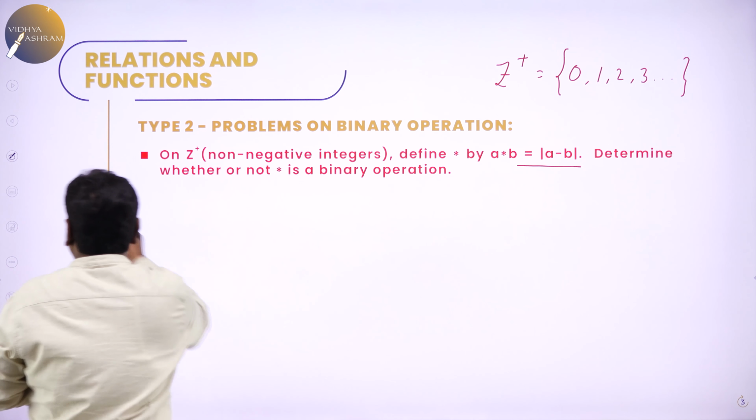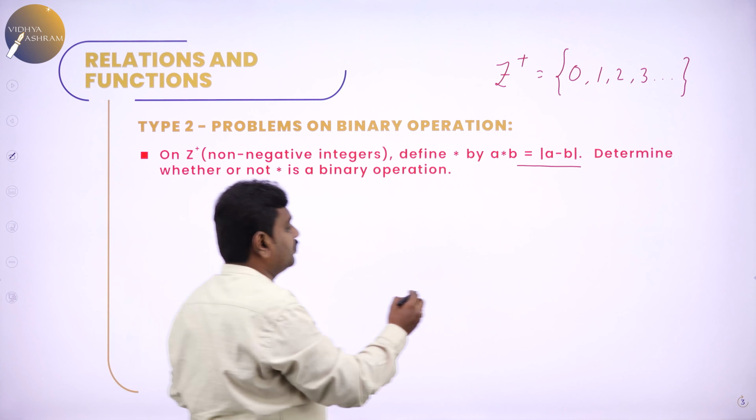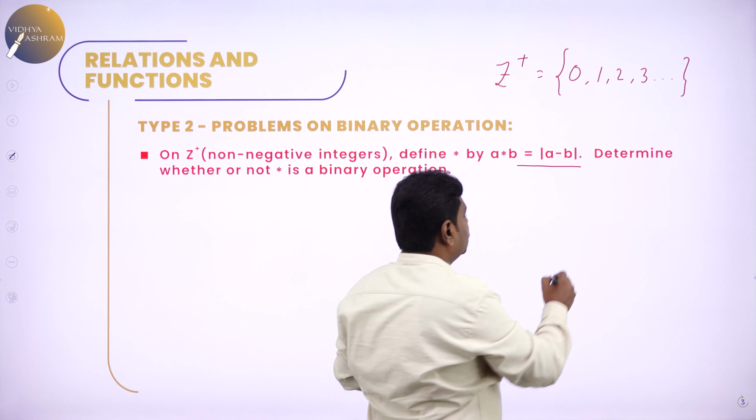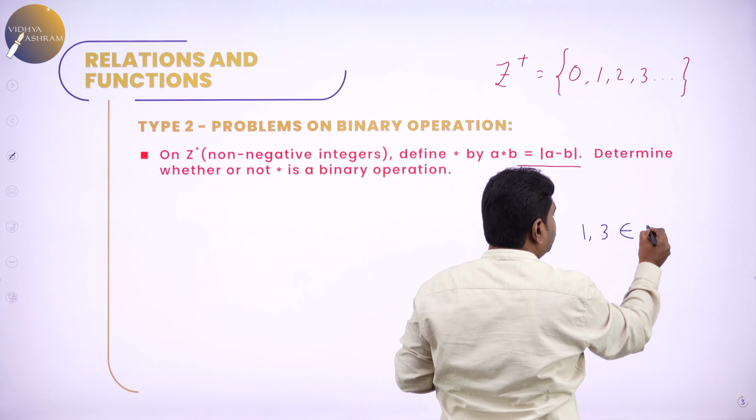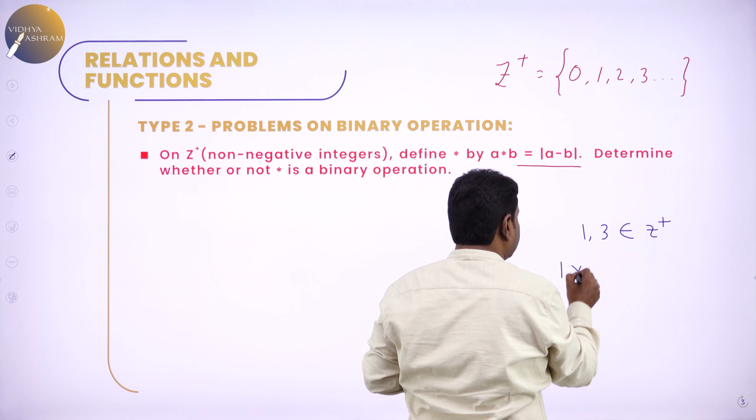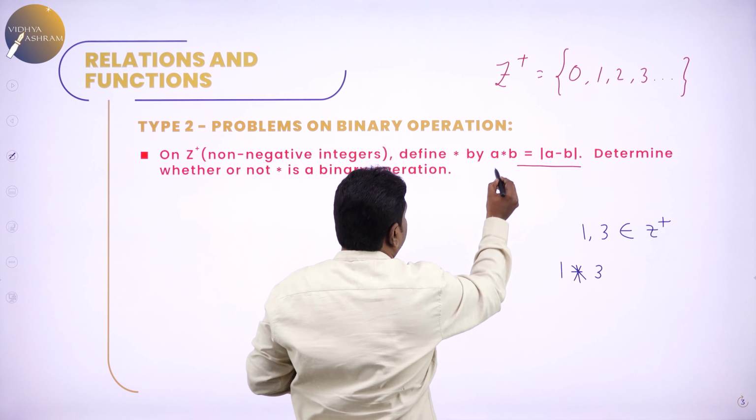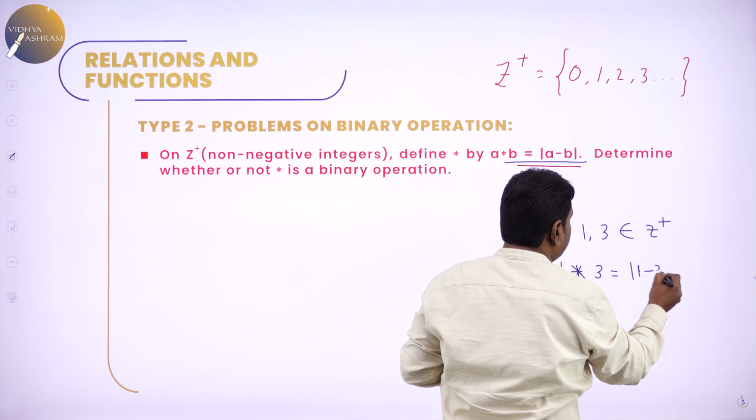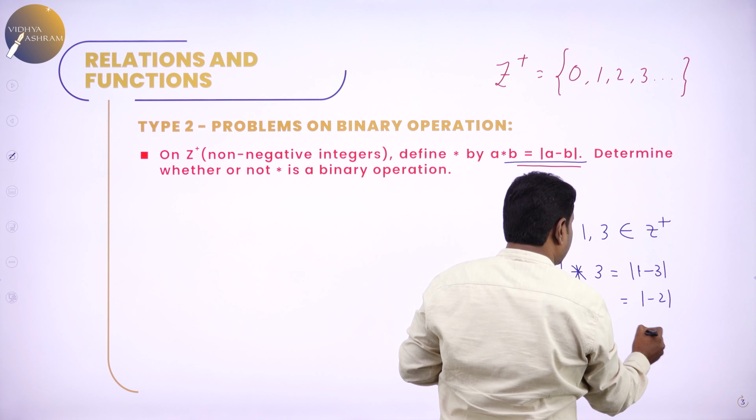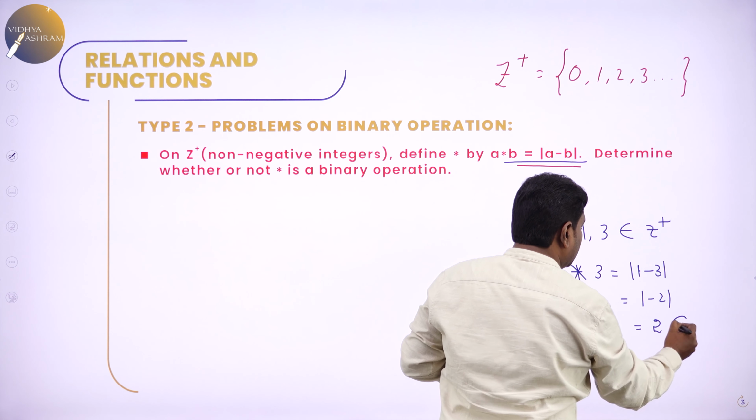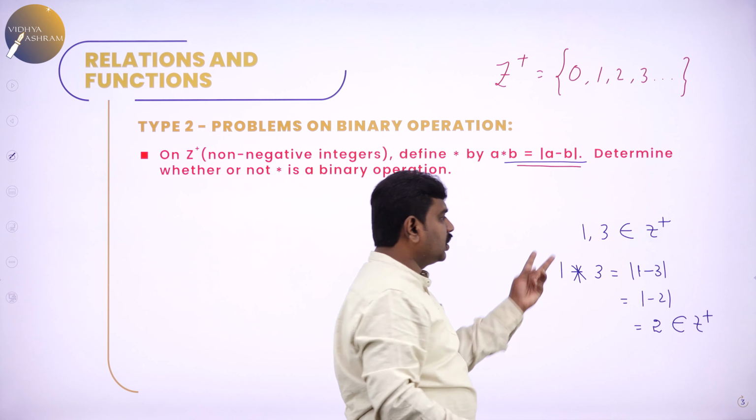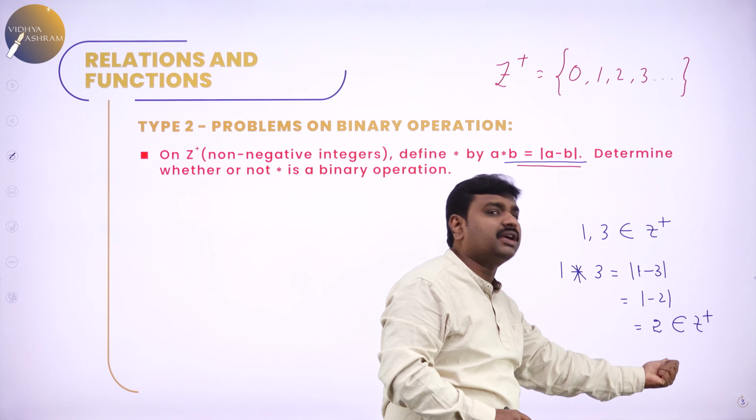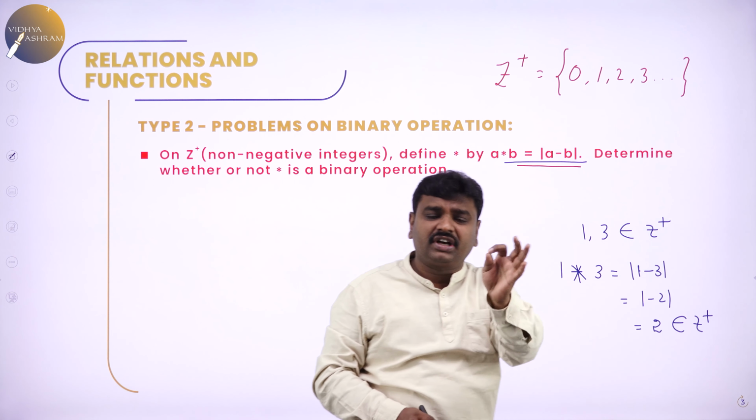For example, just to make you understand, I am taking some. If I take, you tell me any two elements from Z plus. I will take element 1 comma 3 belongs to Z plus. I will perform 1 star 3. What is given? A star B is modulus of A minus B. 1 star 3 is modulus of 1 minus 3. What is modulus of 1 minus 3? Modulus of minus 2. What is modulus of minus 2? 2. 2 belongs to what? Z plus. Not only 1, 3, you take any pair. When you subtract, it may become negative, but when you take modulus, it will become what? Positive. So, final result will definitely belong to Z plus.